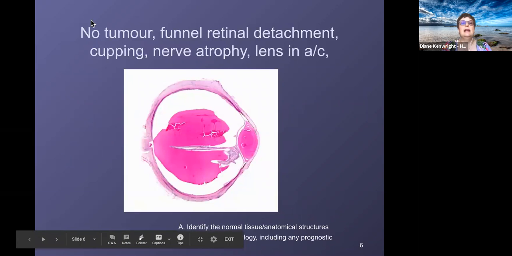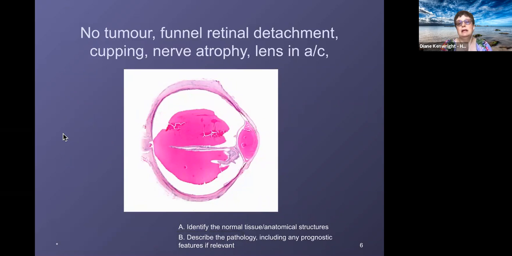Okay, so what we have here is a globe. There doesn't appear to be a tumor, but immediately we can see that there is a funnel detachment, that there is a cup, that there is a really, really large area of subretinal exudate here. We can see that the lens has been pushed right forward into the anterior chamber. We can see that the retina is back here behind the lens, and there's probably the remnants of the iris here adherent to the cornea.